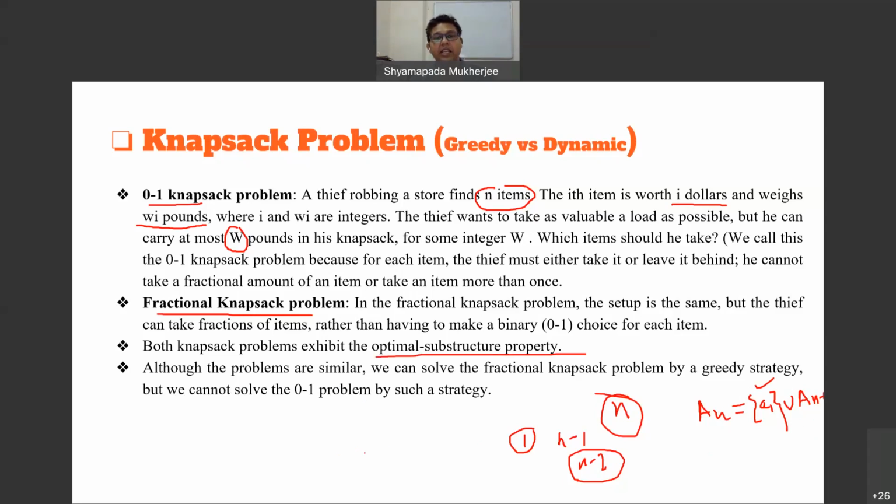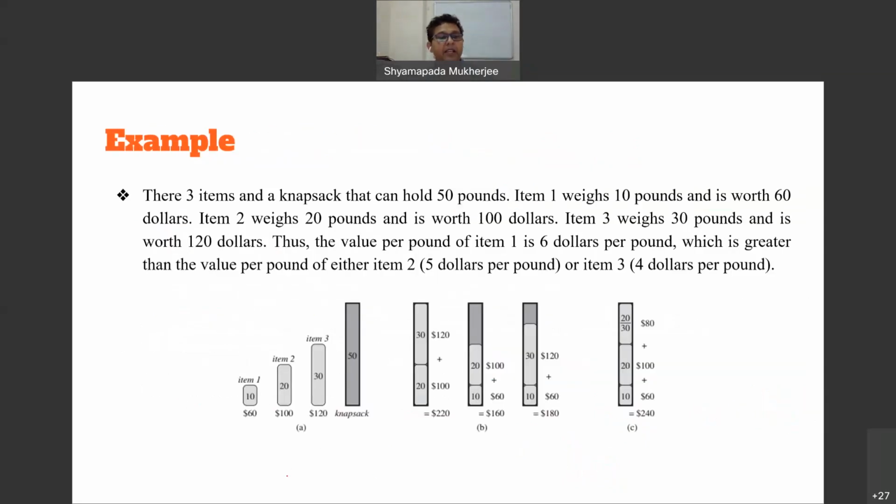But here we see that the fractional knapsack problem can be solved using the greedy strategy, while the 0-1 knapsack problem will not give an optimal solution if we use the greedy strategy. We can explain that with an example. Suppose we have three items, item 1, 2 and 3, where the weights of the three items are 10, 20, 30, and the values of the items are $60, $100, and $120.